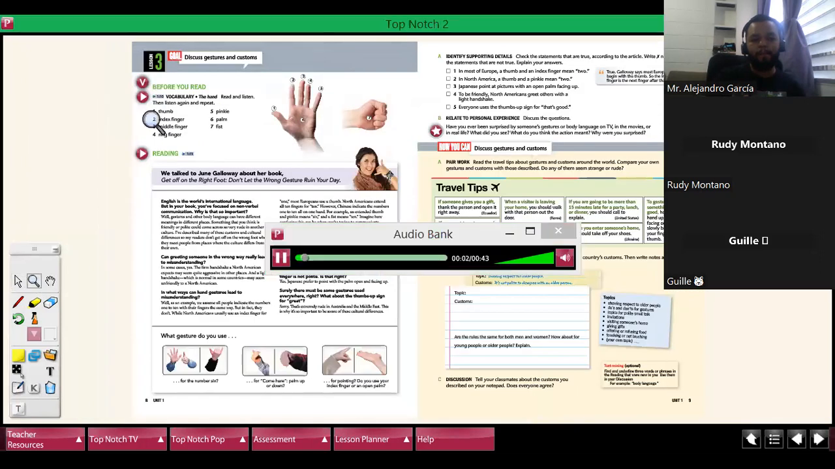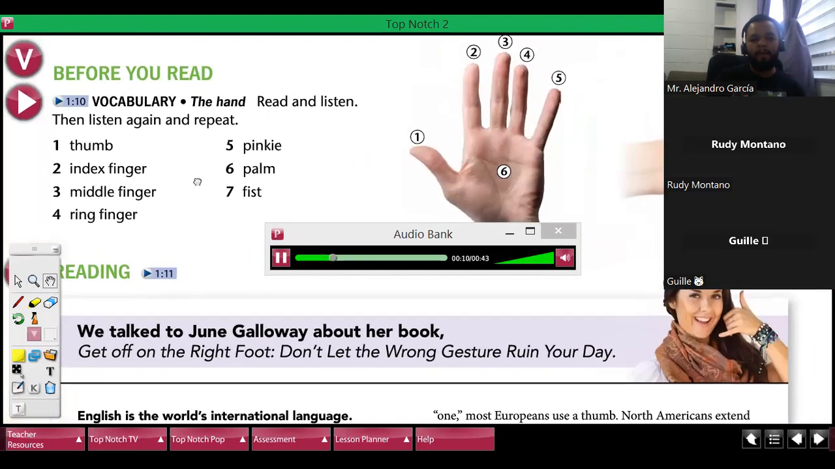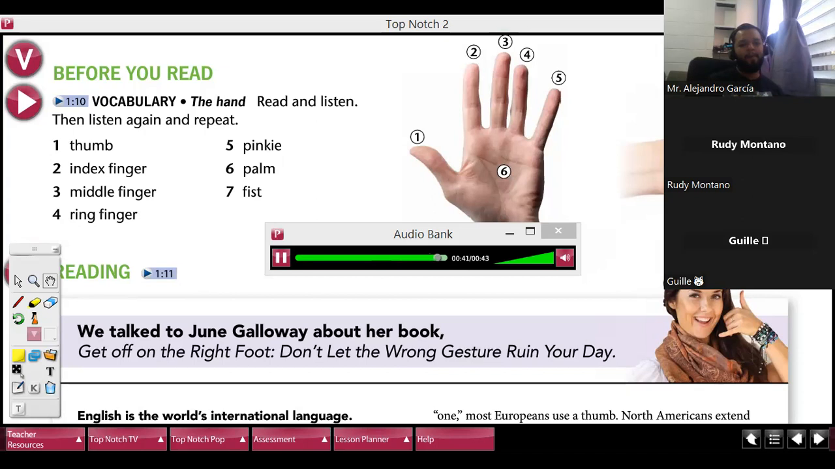Read and listen. 1, Thumb. 2, Index finger. 3, Middle finger. 4, Ring finger. 5, Pinky. 6, Palm. 7, Fist. Now listen again and repeat. Thumb. Index finger. Middle finger. Ring finger. Pinky. Palm. Fist.